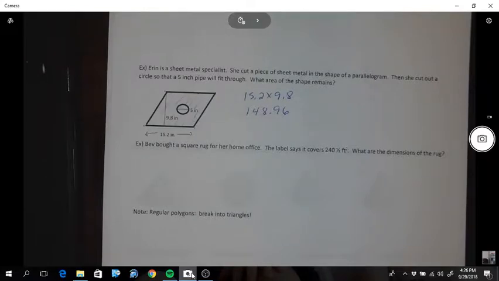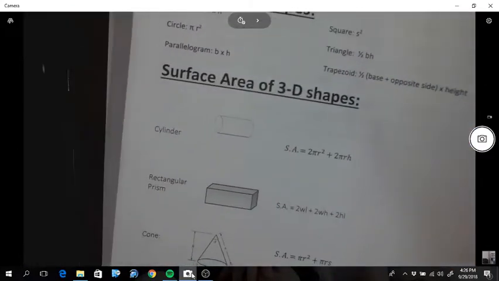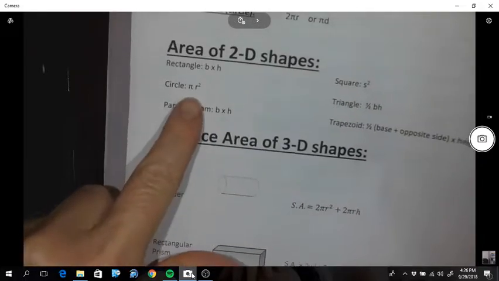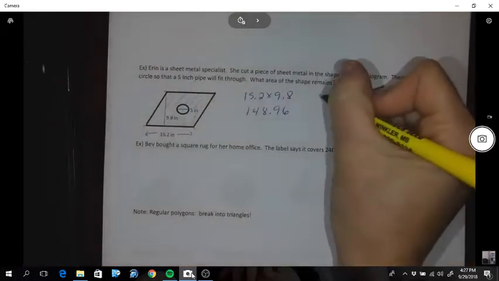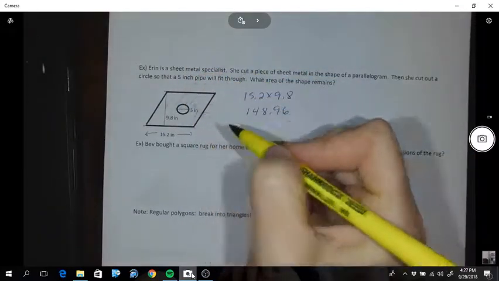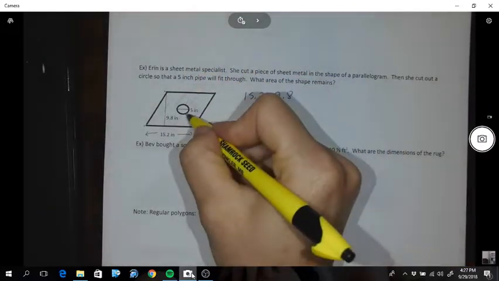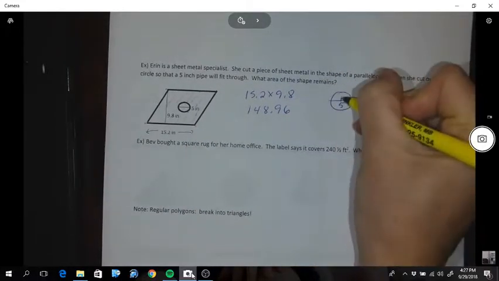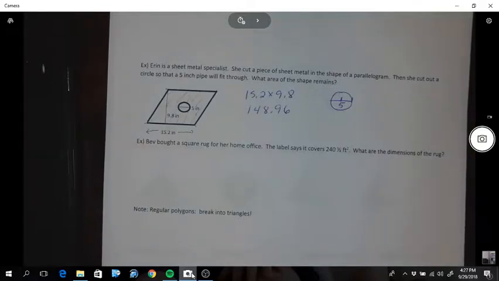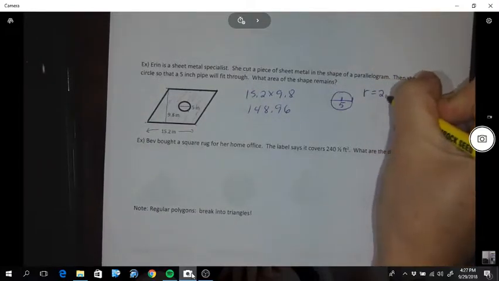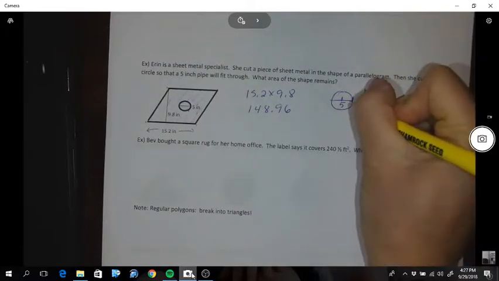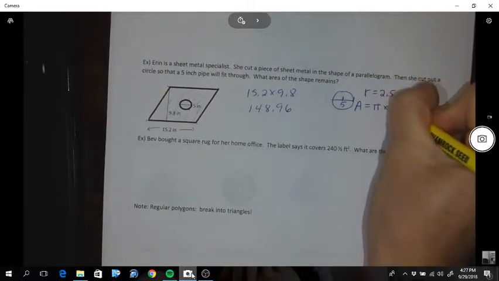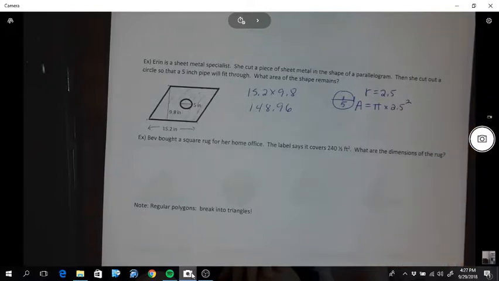Now, we don't have that area because there's a hole in the middle, so we have to take that off. So the area formula for a circle is pi r squared. So r is the radius, but that is not what I was given. I'm given that the diameter is 5. So if I want the radius, I have to take half that. So the radius is actually 2.5. So the area is pi times 2.5 squared.